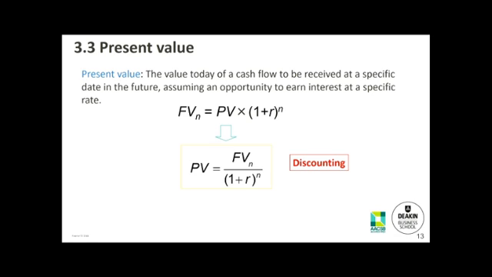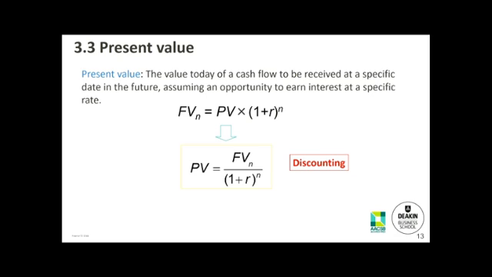So all you need to do, you divide 1 plus r to the power of n on both sides of the equation, you will then have present value. So present value simply equals future value divided by 1 plus r to the power of n. Am I right? And this is named as a discounting process. Because now you are trying to discount a cash flow in future to work out the present value. This is a discounting process.